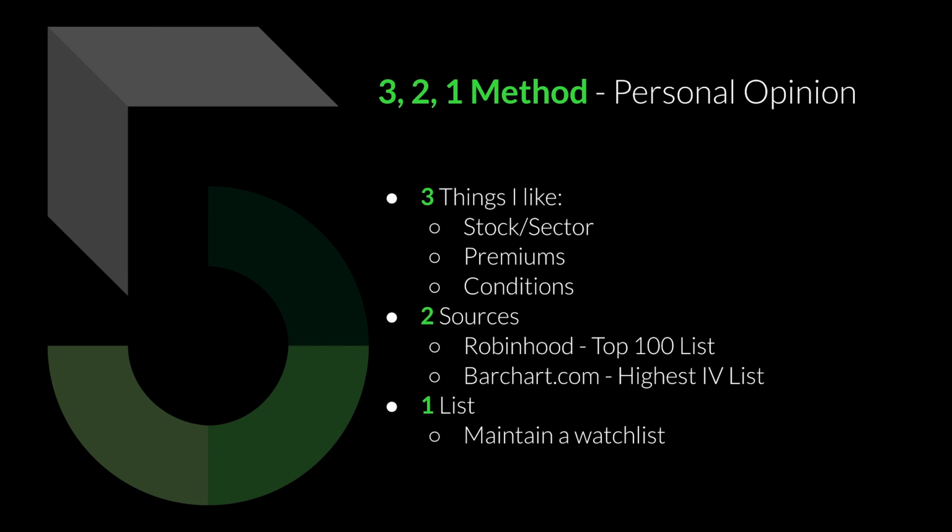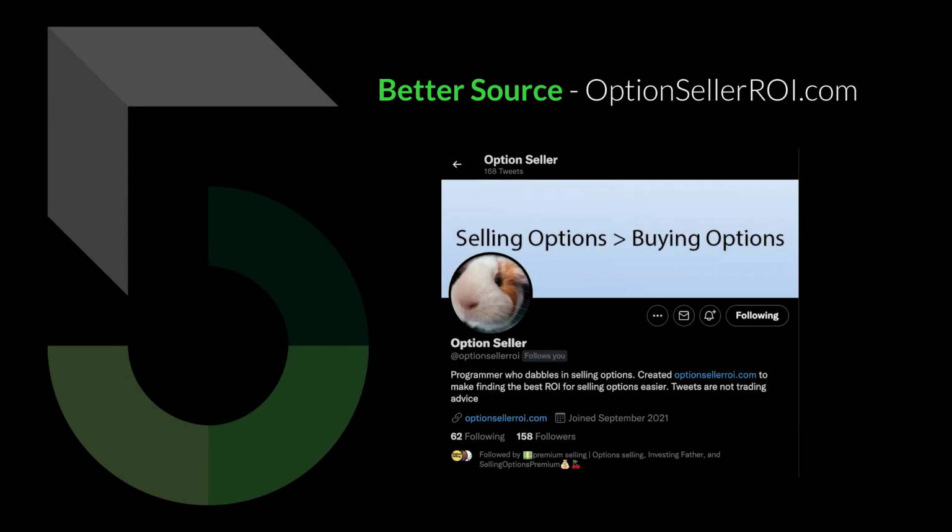However, in this video, I would like to replace barchart.com and their highest IV list with this new resource that I found. So what is that resource? It is called OptionSellerROI.com.